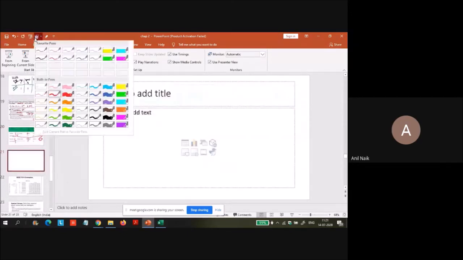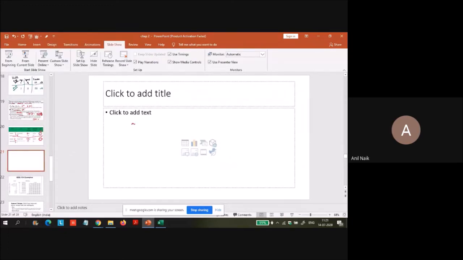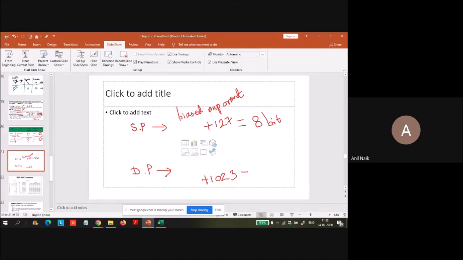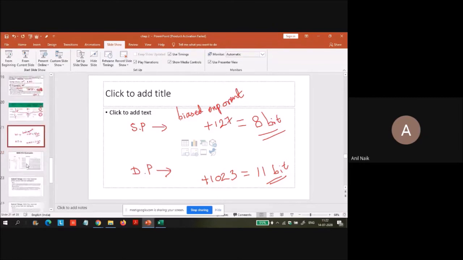So the main thing is that for single precision, in the biased exponent, you need to add 127 to the exponent value, and for double precision, how much value do you have to add? Plus 1023 to the exponent for double precision. Okay, and what is the size of the exponent? 8-bit is the size of the exponent here. Here, 11-bit is the size of the exponent. I hope it is clear. The biased exponent.